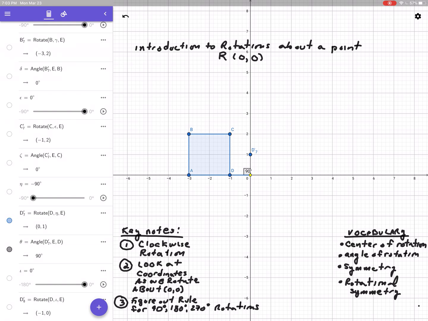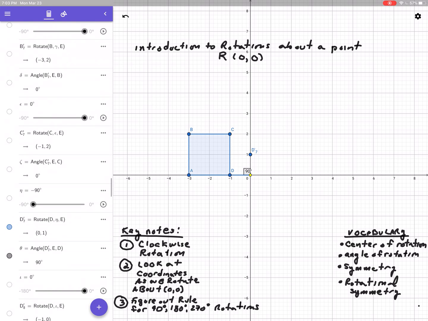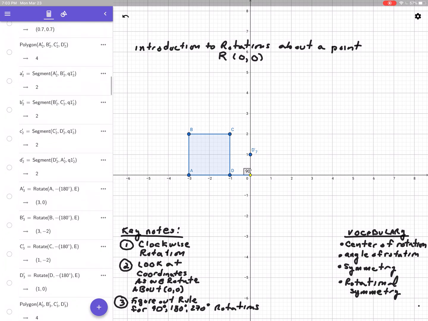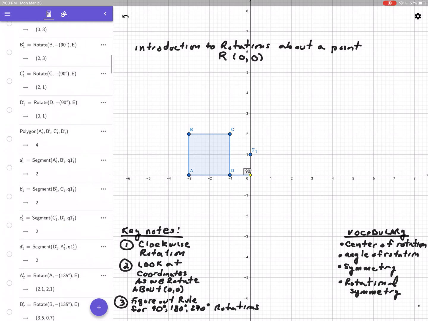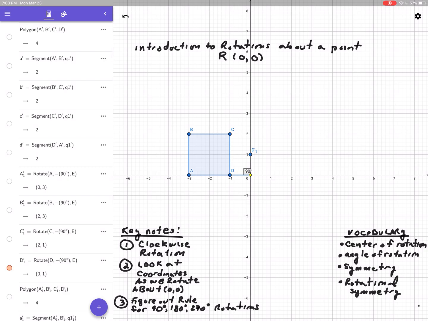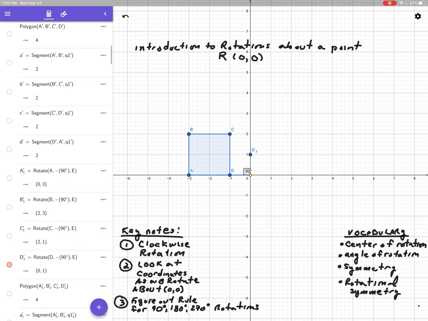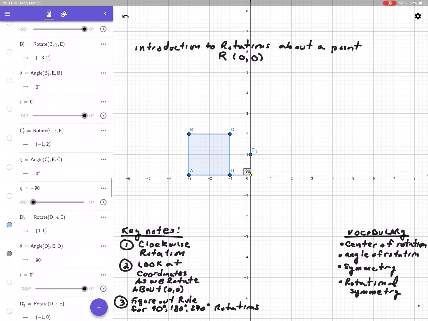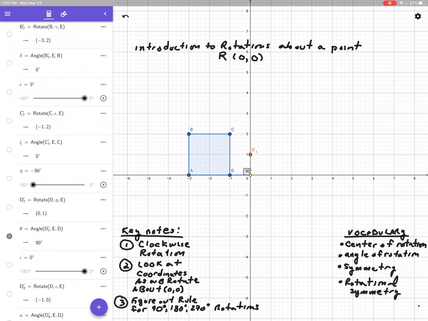D prime 1. Now, what we're going to do is leave that point there, and I'm going to start building the polygon as we go. So I'm going to select here, and you'll notice it doesn't look like anything has changed. It's because really nothing has. But now I'm going to turn that off. So now you can see the pre-image, point D, and its image D1 prime, and that's rotated about the origin 90 degrees clockwise.